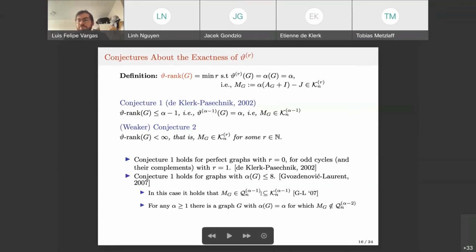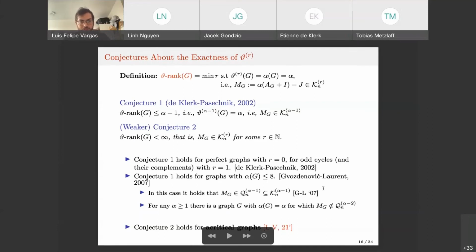And then we can ask whether this conjecture could be true not just for the cone K_r, but for the cone Q_r. We observe that if the conjecture is true even for the cone Q_r, then conjecture 1 should be tight. It means we found some graphs for which we can prove that the matrix is not in the cone Q_{alpha minus 2}. So if the conjecture is true, it should be precisely in alpha minus 1, which is okay.